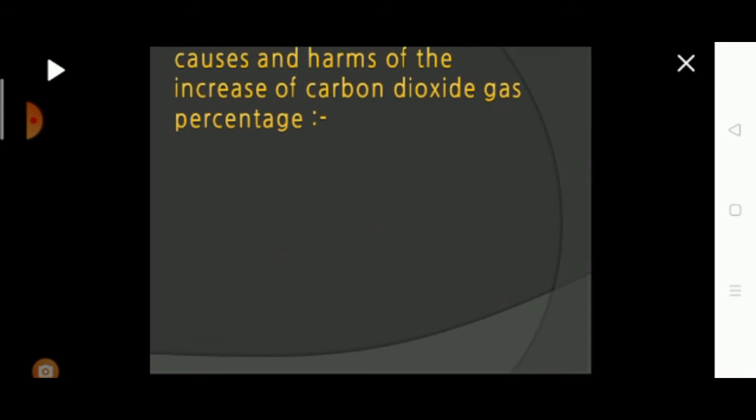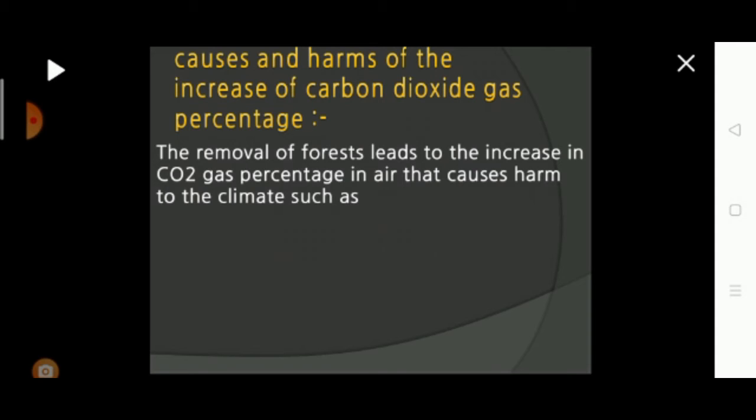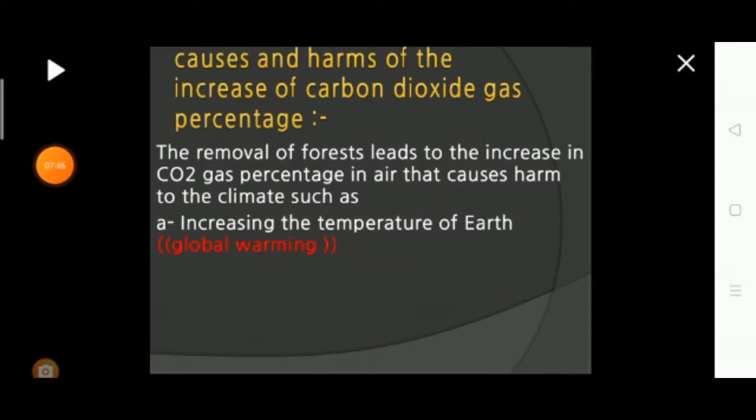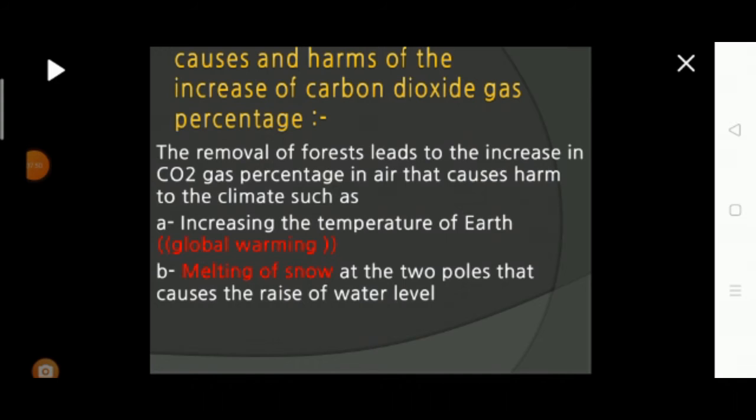What are the disadvantages or harms of the increase of carbon dioxide gas percentage in the atmospheric air? Firstly, removal of forests leads to an increase in carbon dioxide percentage in the air, which will cause harm to climate, such as, firstly, increasing the temperature of the earth, which is known as global warming. Secondly, melting of snow at the two poles, which causes the water level to rise.